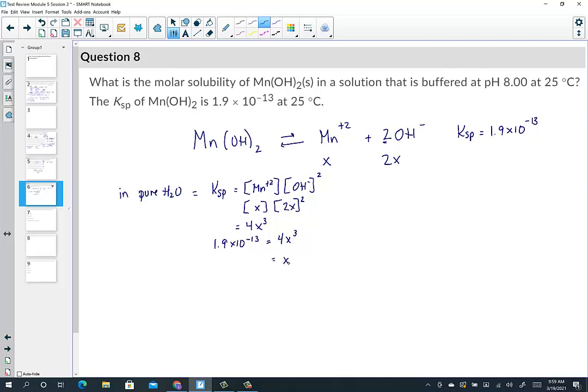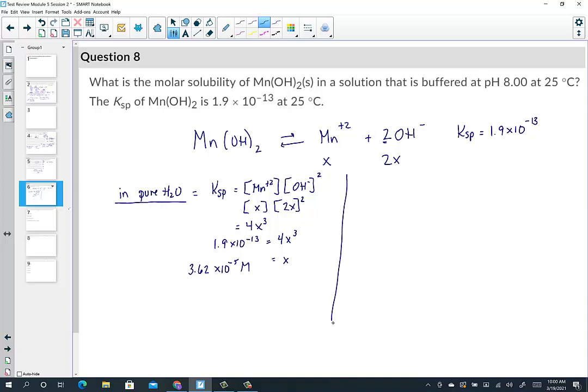1.9 times 10 to the negative 13 divided by 4 and then cube root. So I use that raised to the power of 1/3 to take the cube root. And the x comes out to be 3.62 times 10 to the negative 5th molar units. This is in pure water.